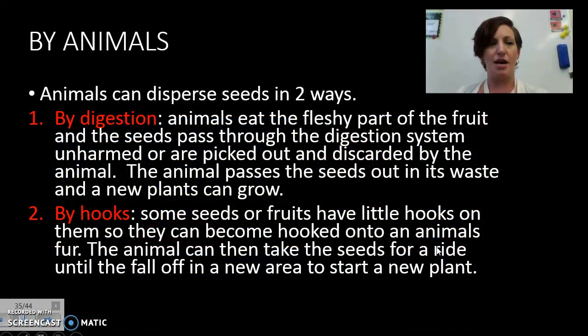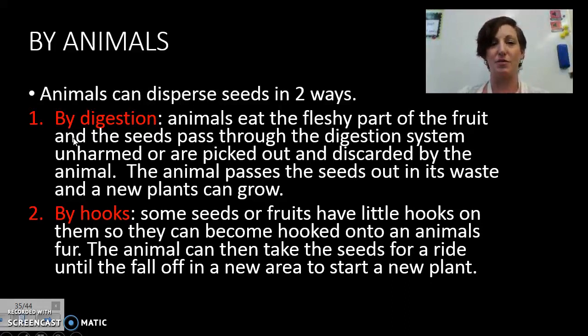The next way, which is I think probably one of the most common ways that seeds can be dispersed, is by animals. And seeds can be dispersed by animals in two ways. First is by digestion. That is where animals will eat the fleshy part of the fruit, and the seeds will pass through their digestive system and come out the other end unharmed. The animals pass it out in their waste, and then a new plant can grow.